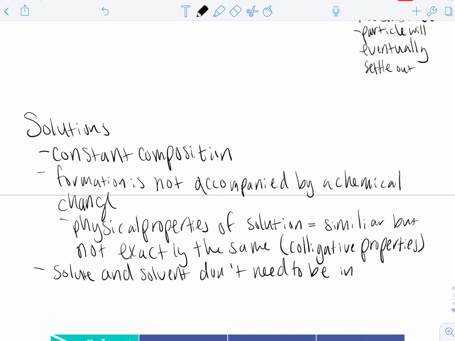Okay. Another thing to note about solutions: solute and solvent don't need to be in the same state of matter. But our solution will be in the same state of matter as our solvent.